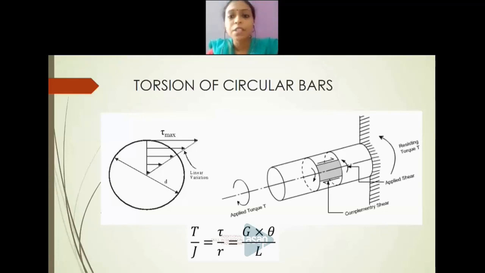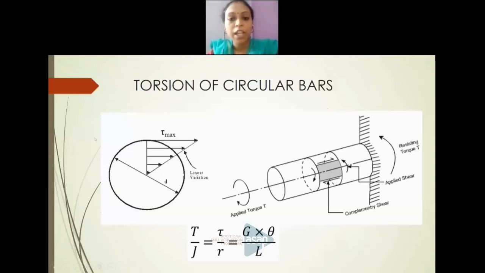Now, torsion of circular bars. Circular sections and torsion of circular sections, you are very familiar with from your third semester mechanics of solids subject. There you learned what is torsion of circular bars, and you derived the famous equation, the torsion equation, that you can see on the screen, that is T by J is equal to, sorry, I'm not seeing the slide right now.